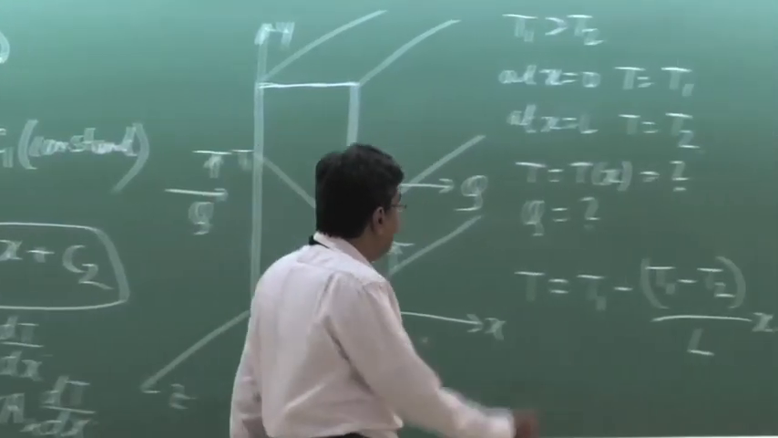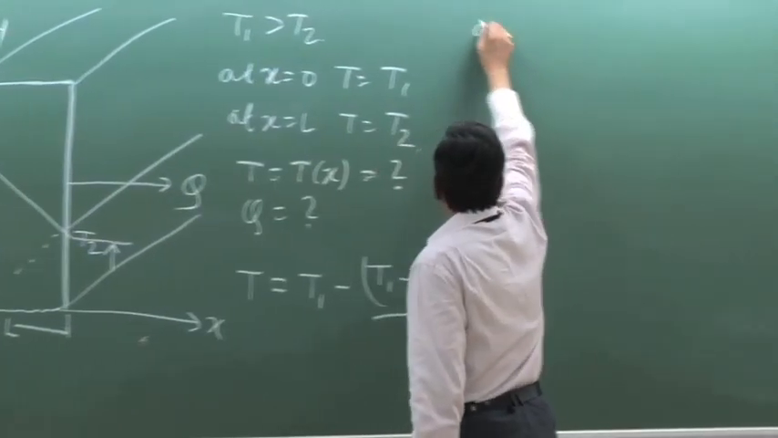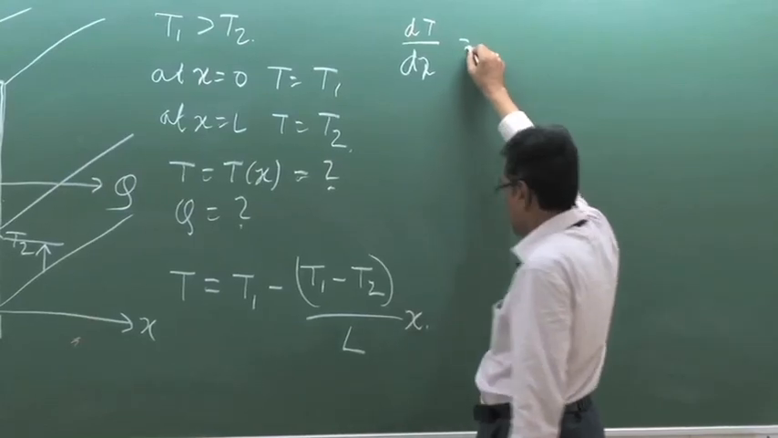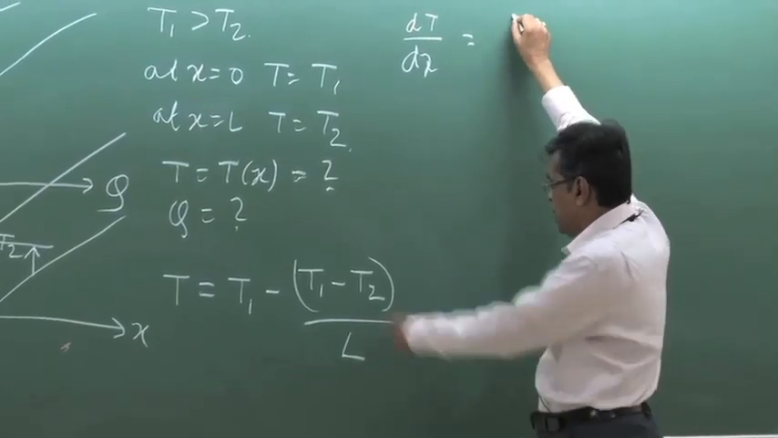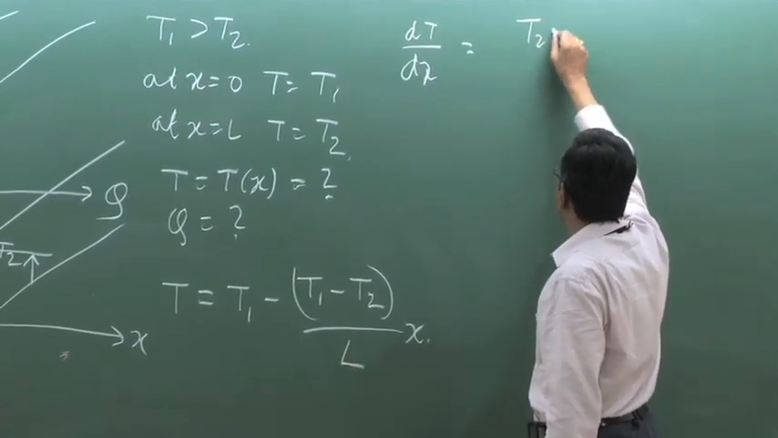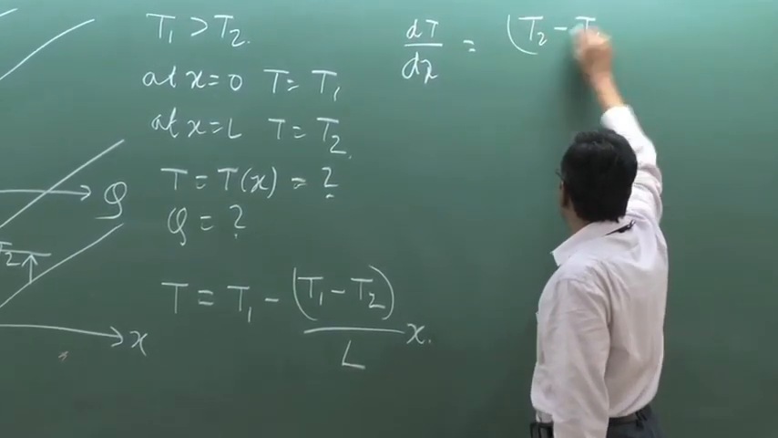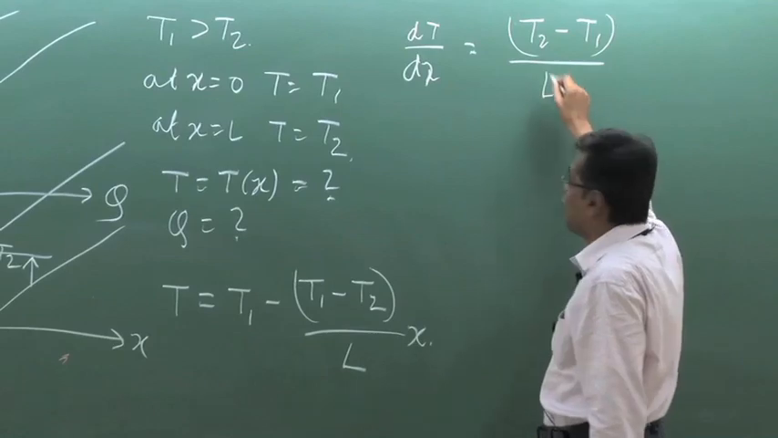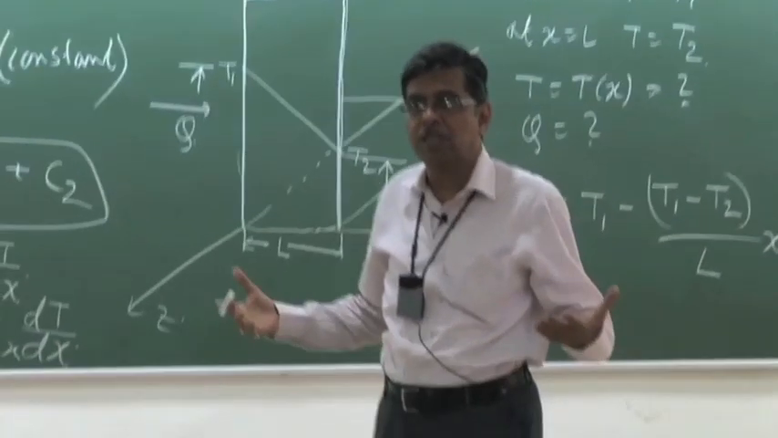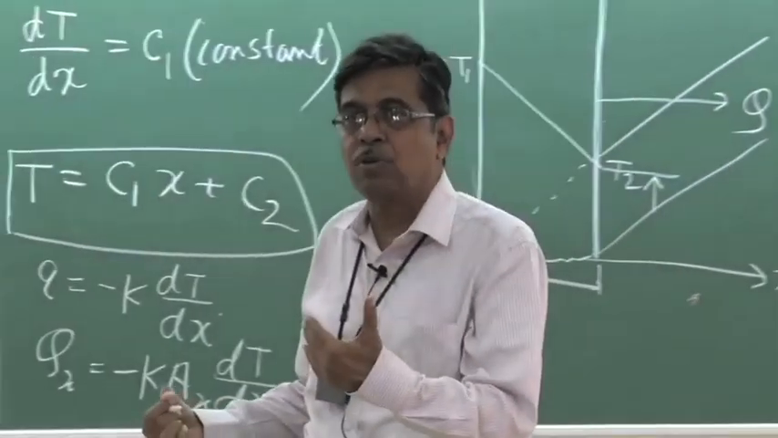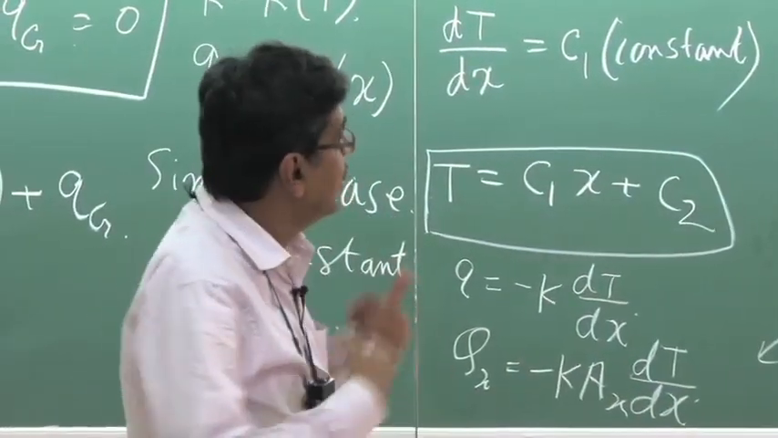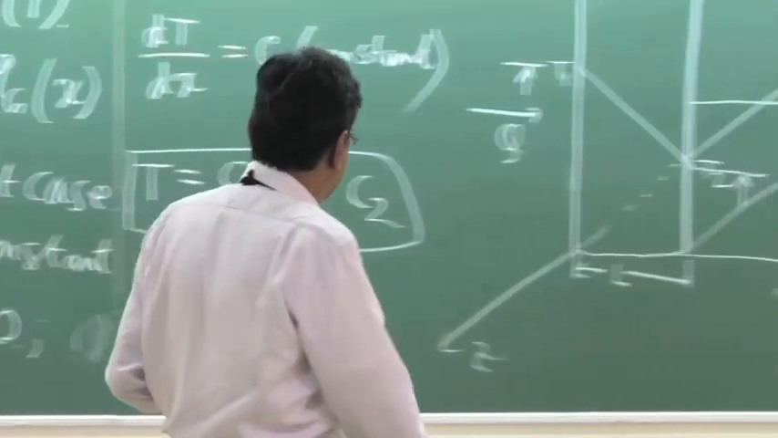Now what is dT/dx? Now dT/dx is definitely T2 minus T1 divided by L, and obviously T1 is greater than T2. That is the phenomenological law. The heat flows from high to low temperature. So therefore dT/dx is negative. That means the heat flux is along the negative temperature gradient.